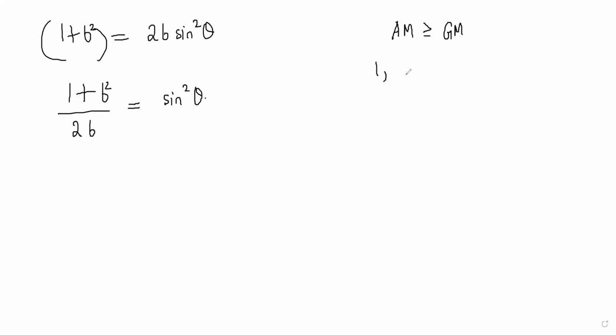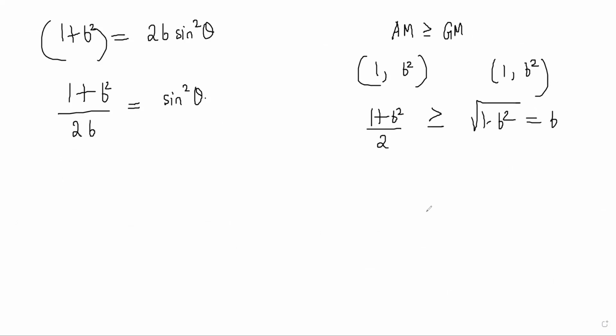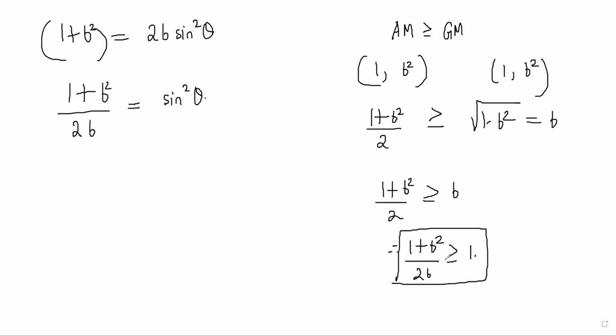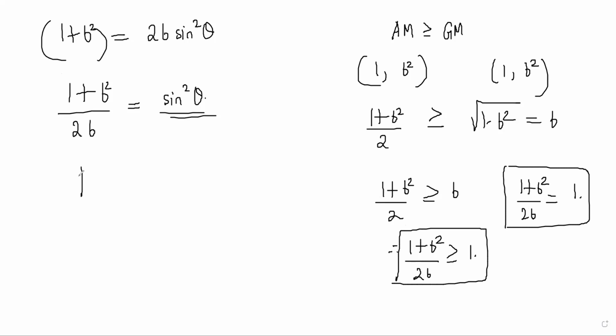If I take AM-GM of two numbers, 1 and b square, then (1 plus b square) by 2 is greater than or equal to the GM, the square root of 1 into b square, which is b. So (1 plus b square) by 2b is greater than or equal to 1. It cannot be greater than 1 if it has to be equal to sine square theta, so it has to be equal to 1. That will happen when 1 is equal to b square.